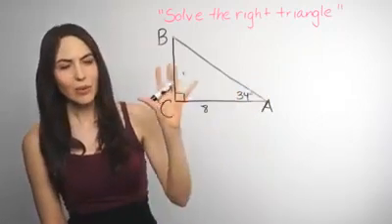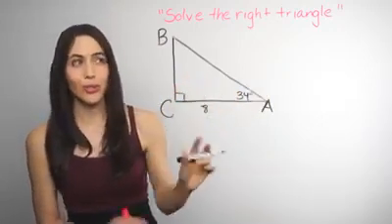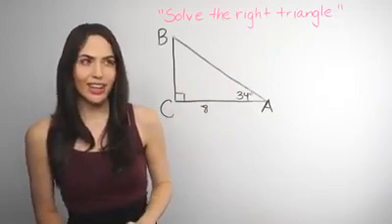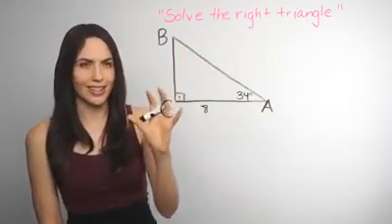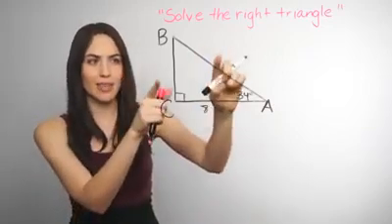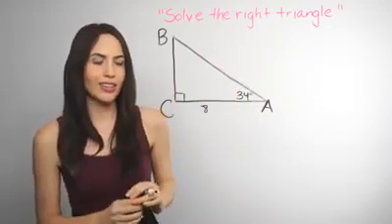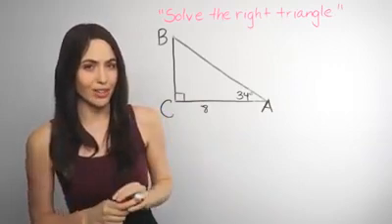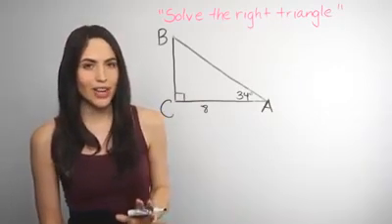Alright, say you have a right triangle and you're supposed to solve that right triangle. I know it's a little unclear, like I said, it's a little vague as to what that means. It just means find any missing sides or angles that are not already labeled on your right triangle. And I'm going to show you how to do that.